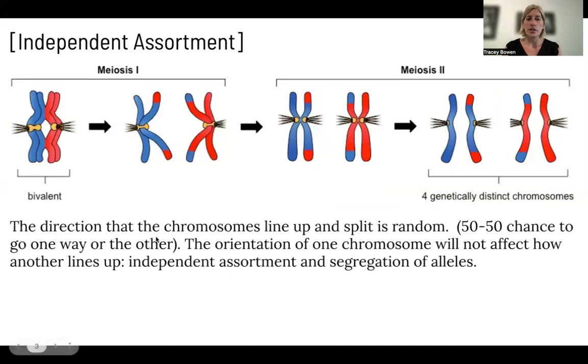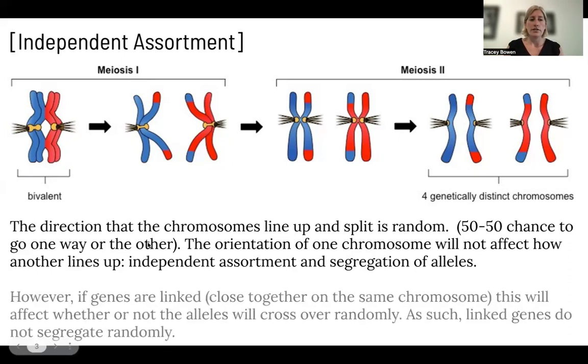And so the direction that the chromosomes line up in metaphase and split is random. There's a 50-50 chance of the chromosomes lining up with the pink facing one direction and the blues facing the other direction. It just is totally random. And then therefore they will split totally randomly. And the orientation of one chromosome is not going to affect how the other lines up. So that's independent assortment and segregation of alleles.